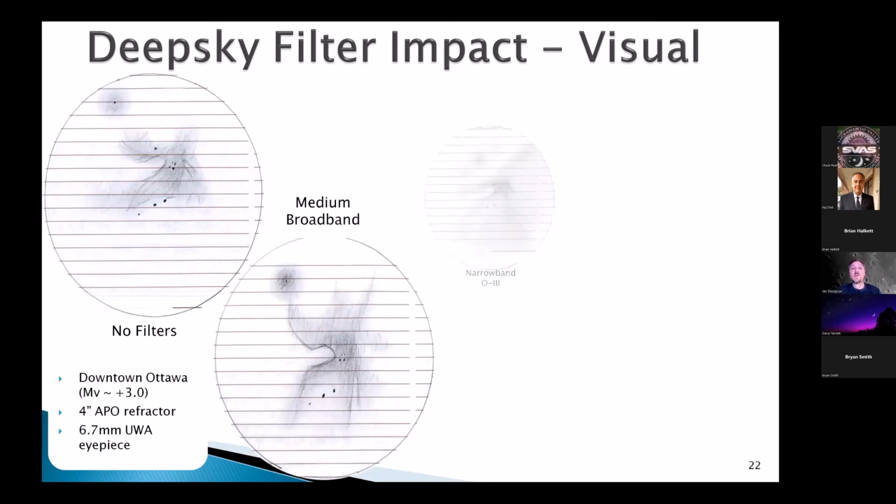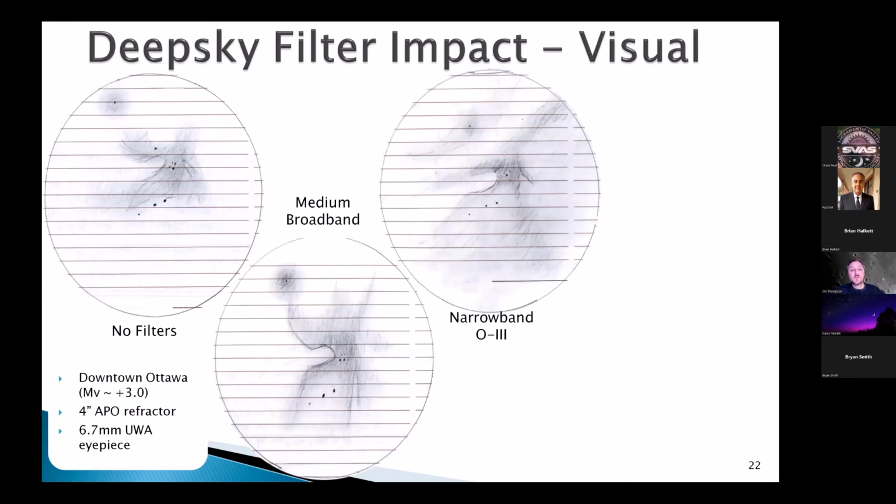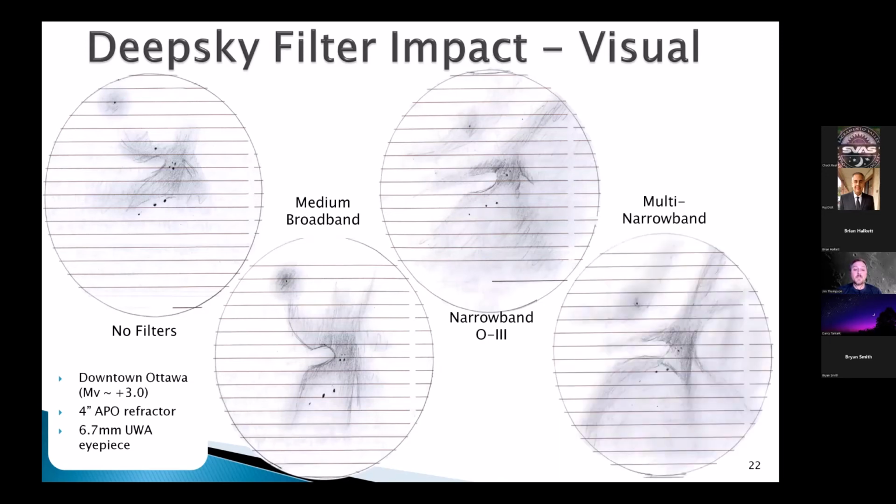Moving to a narrowband oxygen III filter resulted in a large improvement in the amount of faint structure that I could see. Finally, the multi-narrowband filter gave the best view, with subtle differences in the brightness of the features now being visible.